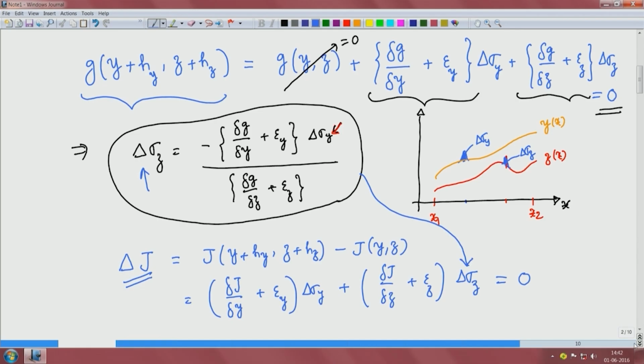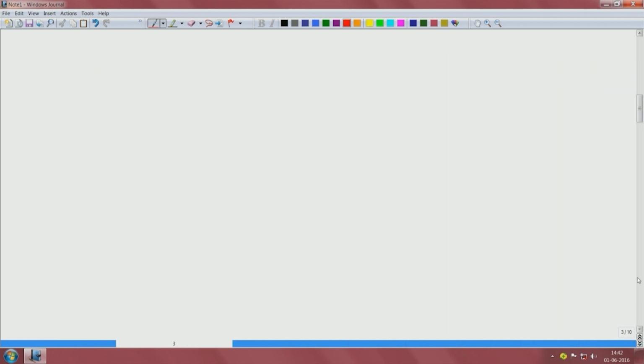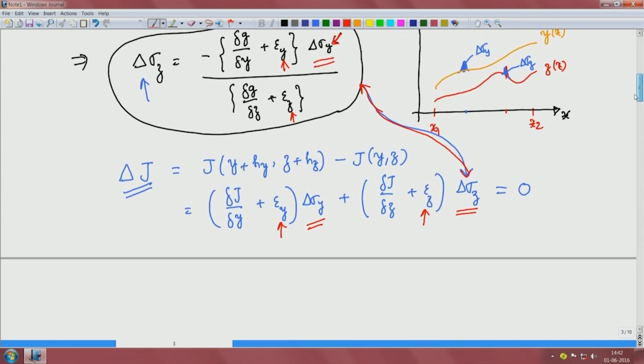So, what we will do now is substitute for delta sigma z what is over here, and everything then will be in terms of delta sigma y, because that is what is here. Then we say that one perturbation is arbitrary, so what multiplies it will be equal to 0. We will also not worry about these small errors, because they will all go to 0 as the perturbation becomes smaller and smaller, which is what we use as a fact to establish the necessary condition.